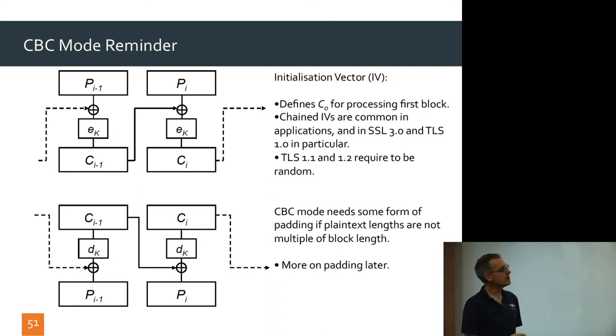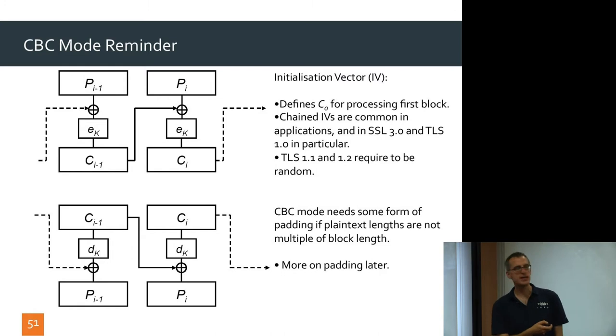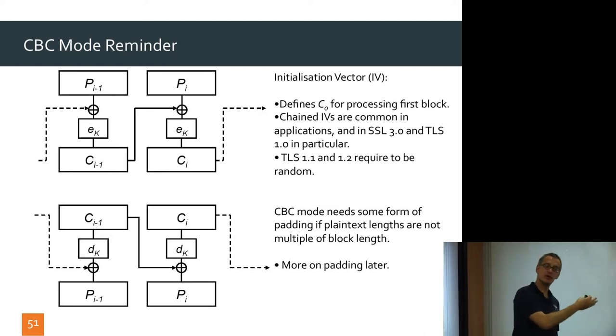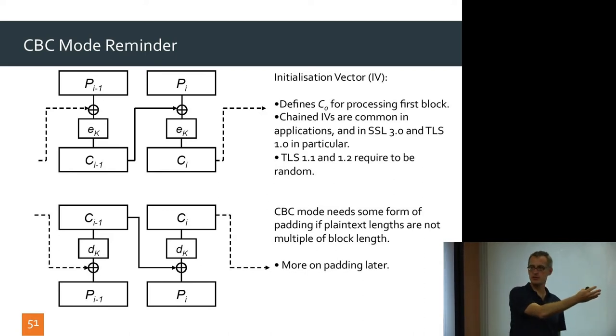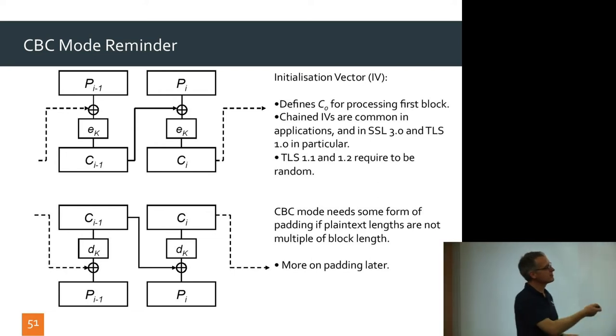And often in applications, you use something called a chained IV, which means that the value here, C0, is set to be the last block from the previous ciphertext that you sent on the channel. So you hold on to the last block, and now you use it as the IV for the next block. That's okay, right? Because ciphertext blocks are pretty random looking. What could possibly go wrong with doing that? Notably, both SSL 3.0 and TLS 1.0 use chained initialization vectors.